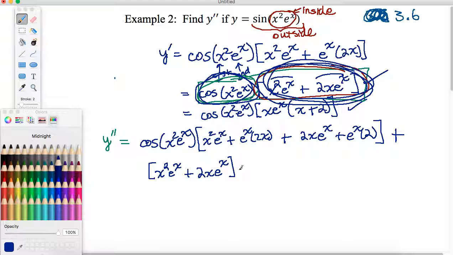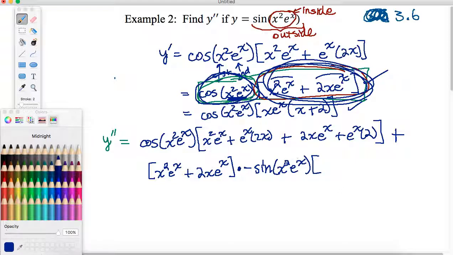And now I've got to multiply it by the derivative of this first function, which is my cosine. Derivative of cosine is sine. So I'm going to multiply that by negative sine of x squared e to the x. But I've got to multiply that, since this is a chain rule and I'm not just taking the cosine of x, I'm taking the cosine of x squared e to the x. I've got to multiply it by the derivative of x squared e to the x, right?